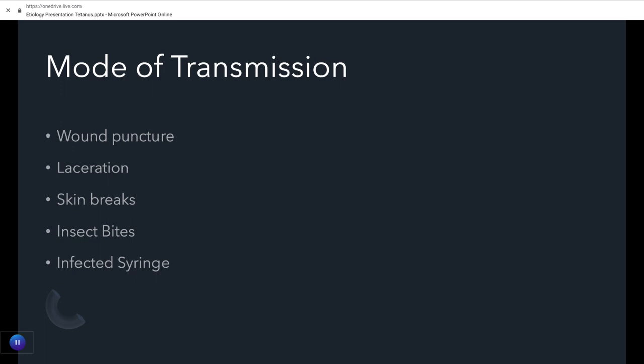So, some examples of mode of transmission for Clostridium tetani are wound punctures, lacerations, skin breaks, insect bites, or an infected syringe. So, just about any circumstance where your skin is lacerated or broken and your tissue is exposed to the environment.